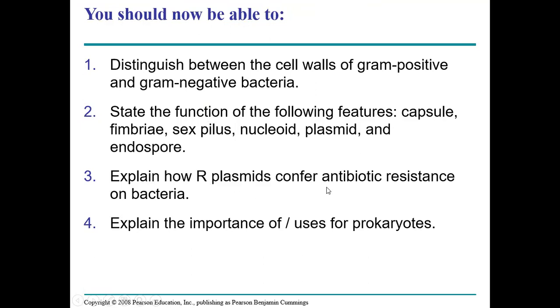Explain how R plasmid confers antibiotic resistance on bacteria. That you know very well. R plasmid is another type of plasmid. F plasmid you know very well, and R plasmid is also very well known now. Explain the importance or uses of prokaryotes. That is simple only. Look into all the three questions and give me the answers.